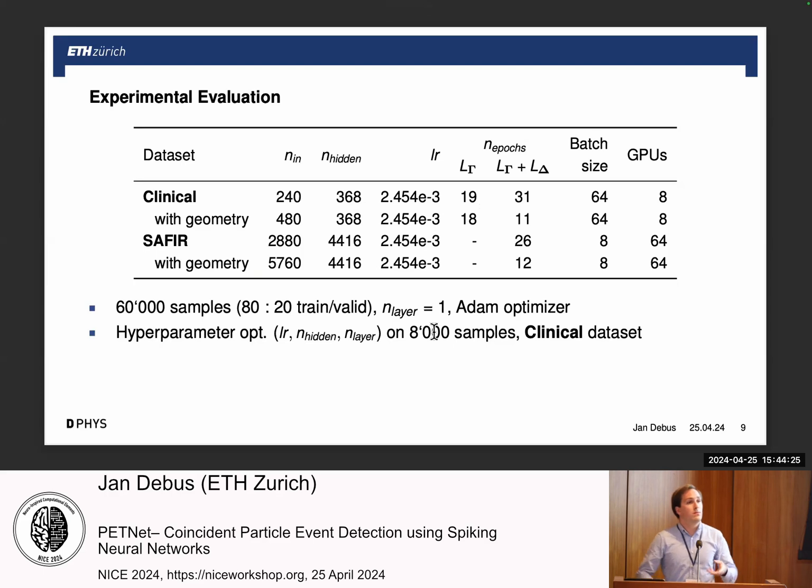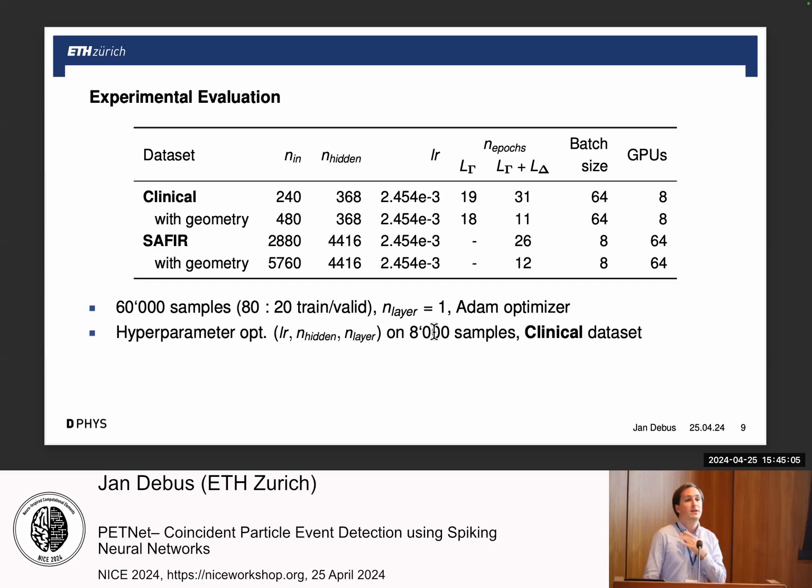When it came to the actual training and the actual experimental evaluation, we decided to go for two data sets, which we simulated. One, which we call the clinical data set, used a smaller number of crystals and a smaller dose. That translates to fewer input and output neurons and fewer incoming spikes. And the other one, which we dubbed Sapphire, which is the system I work on, has more crystals and a much higher data rate, a much higher spike rate. As I mentioned, we tested this with and without geometric features, so more input neurons or fewer input neurons.